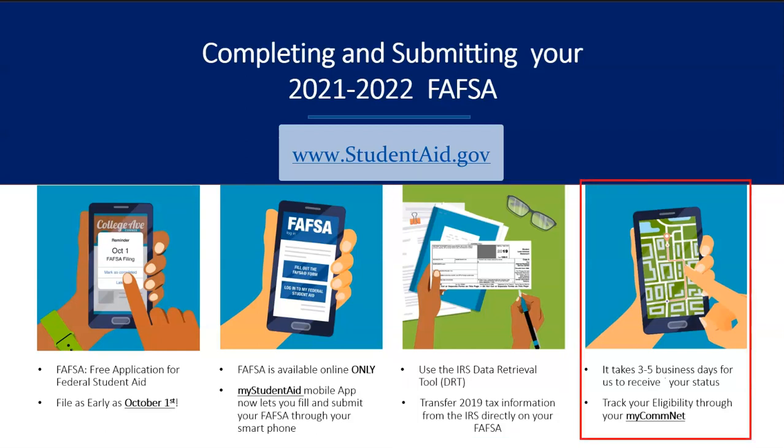It will take 3 to 5 business days for us to receive your status. In order to track your eligibility and what you qualify for, we suggest that you log into your MyComNet and check the status of your financial aid application.